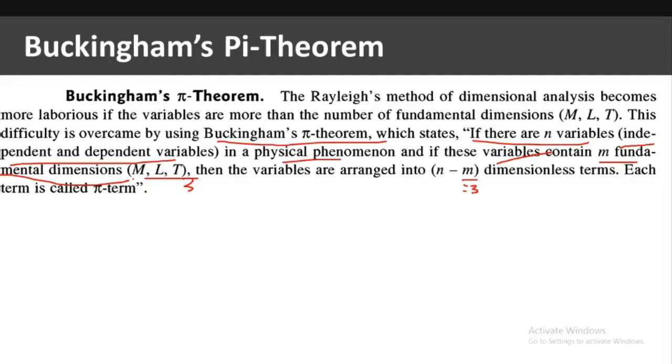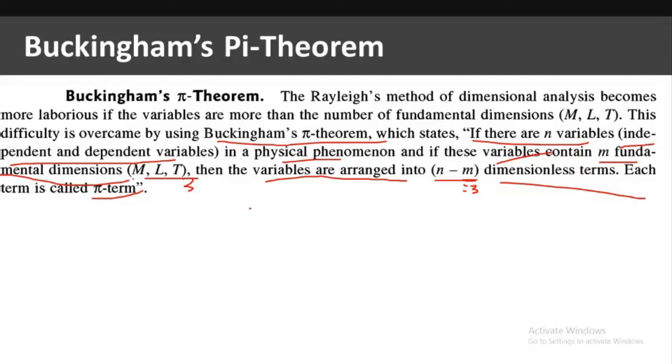If you have seen a gas flow problem, then in that case there are M, L, T and theta, so the value of m will be 4 for gas problems. But here we are going to talk about liquid flow, so here m is always 3. So what is the statement? If there are n variables and out of these n variables there are m fundamental dimensions, then these variables can be arranged into n minus m number of dimensionless numbers, and each dimensionless number is called a phi term.